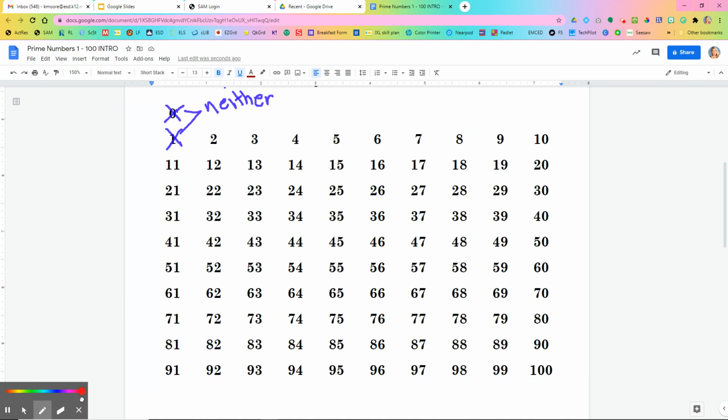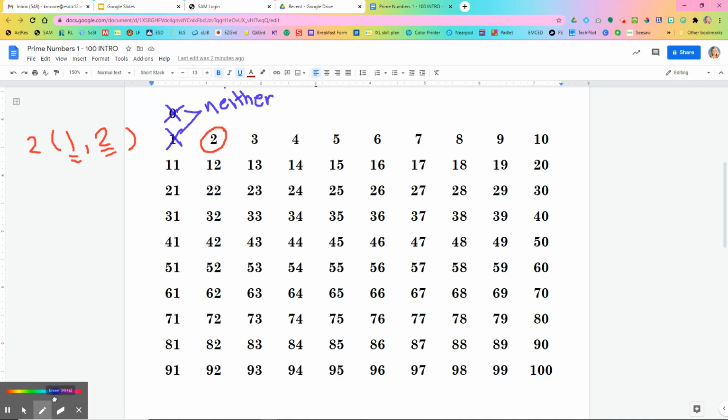Now, let's look through the rest of these. So let's think about my factors of 2. This is how I'll know if a number is prime or composite. My number 2 with my factors likes 1 times 2. 1 times 2 is the only factor pair that I have. It's the only factors that I have, 1 times 2. Now, since 2 only likes 1 times itself, it is a prime number. So I want to circle this 2 because it's prime.